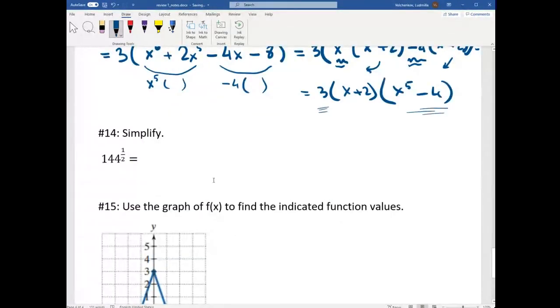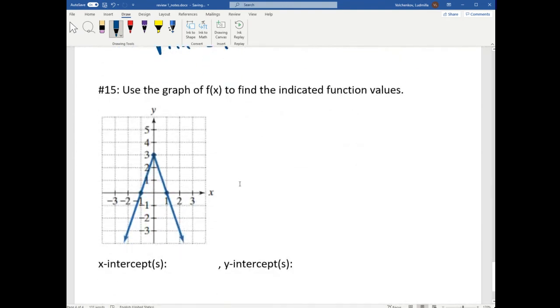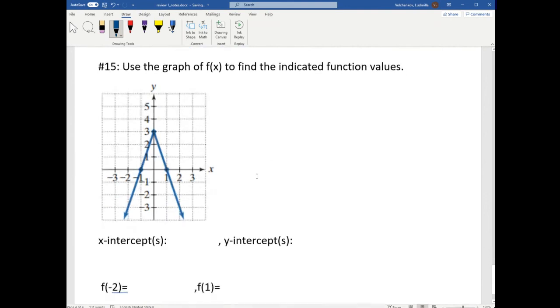Okay, and a couple more questions. Like a number raised to the power 1/2. The power 1/2 means a square root, so we can rewrite it as square root of 144, which is 12. And one question for using a graph.